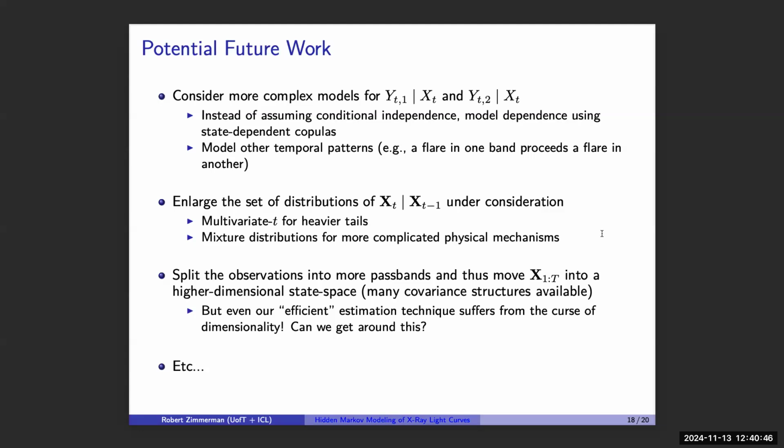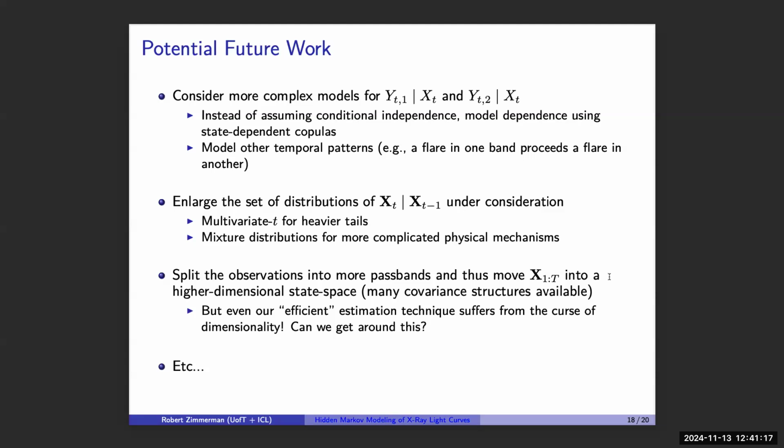And finally, right now in this project, we've used bivariate data. So we use 2 passbands, but we can just as easily split the data into more passbands. And if we want each passband to have its own kind of state process, then we would move the corresponding state process itself, that x1 to t, into a higher dimensional state space. If we do that, there's many more covariance structures available than in just 2 dimensions, and there's a lot to choose from. There's a problem, though.